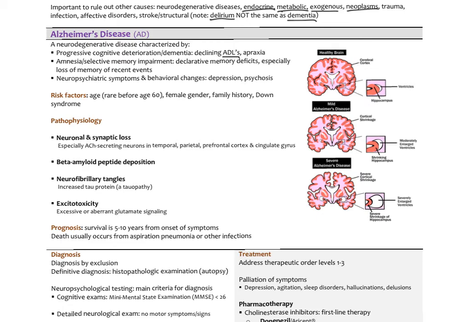So the short-term memory is lost. But they can remember back usually to childhood memories and so forth. And then neuropsychiatric symptoms and behavioral changes, so depression and psychosis are common as well.